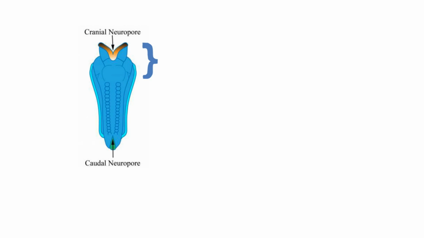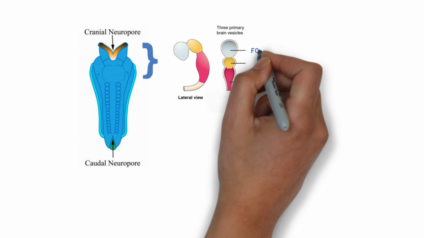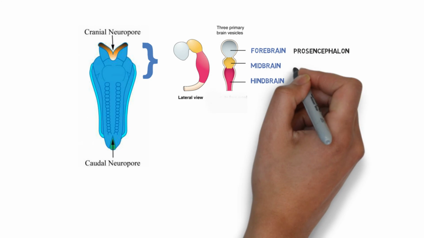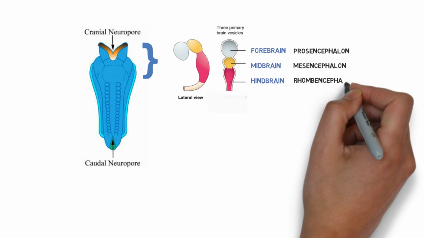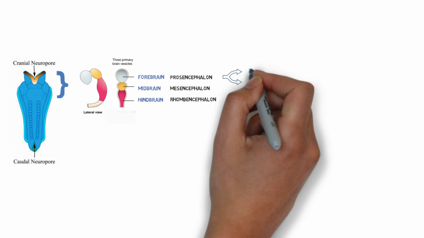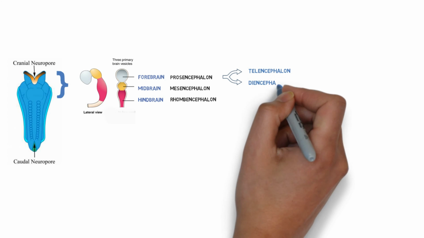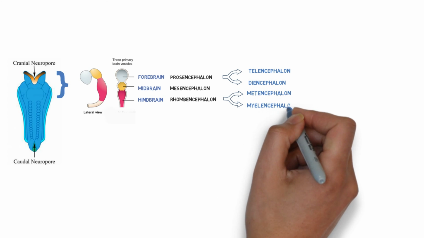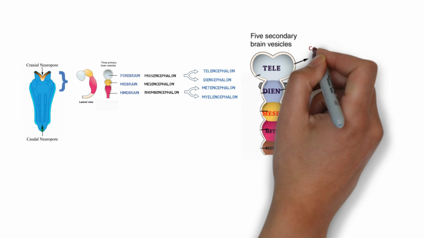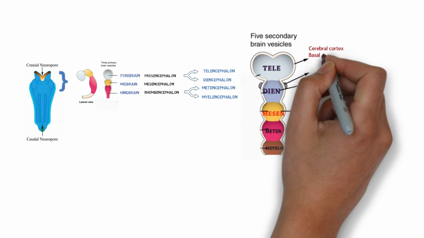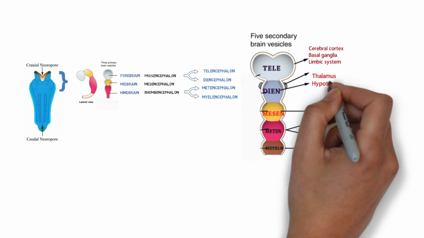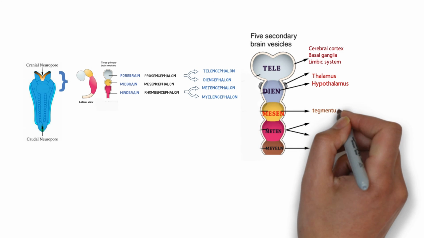We are going to look at the top part, that is the cephalic part of the neural tube. This neural tube differentiates and forms the forebrain, midbrain and hindbrain. They are also called prosencephalon, mesencephalon and rhombencephalon. The prosencephalon subdivides and differentiates to form telencephalon and diencephalon. And the rhombencephalon subdivides and differentiates to form metencephalon and myelencephalon. In telencephalon, we have structures like cerebral cortex, basal ganglia and limbic system. And in diencephalon, we have structures like thalamus and hypothalamus. Mesencephalon forms tegmentum and tectum.